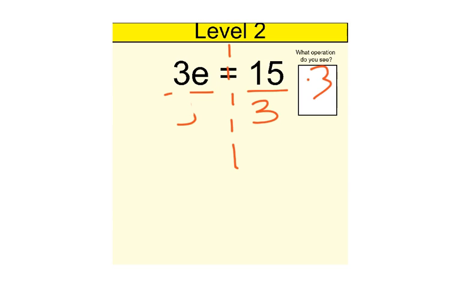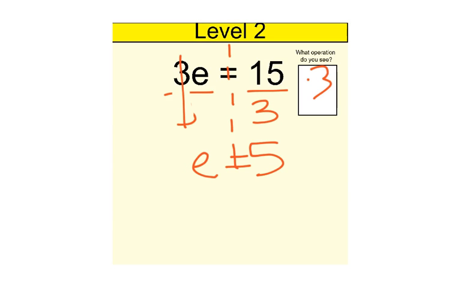Okay, 3 divided by 3 is 1, so I have 1e is equal to 15 divided by 3 is 5. Now, hopefully, you are realizing that we don't need the 1, so we have e equals 5.